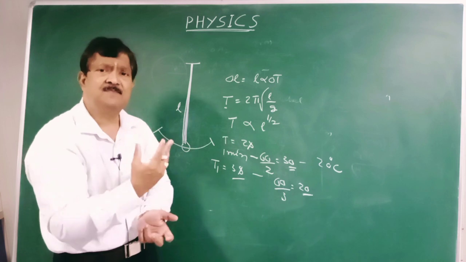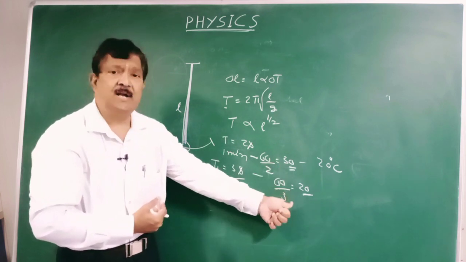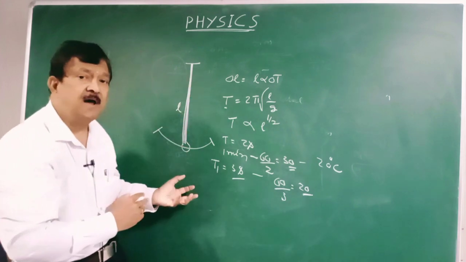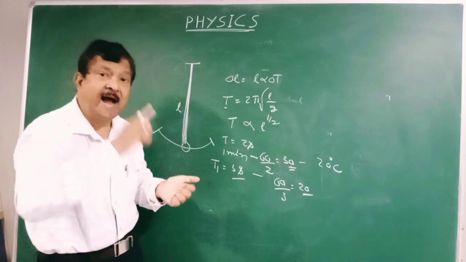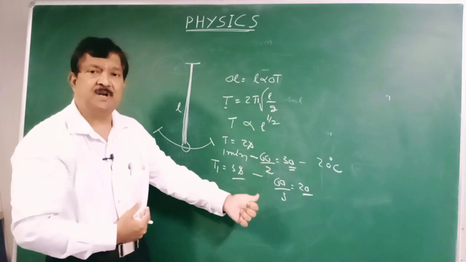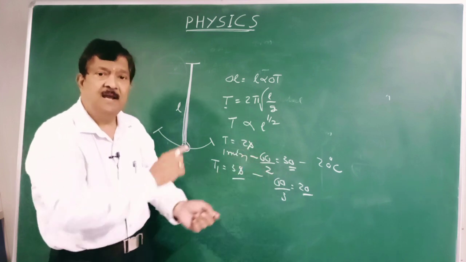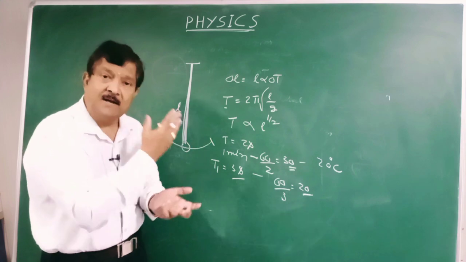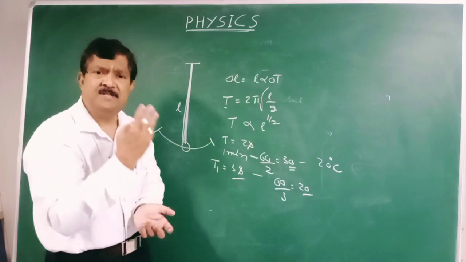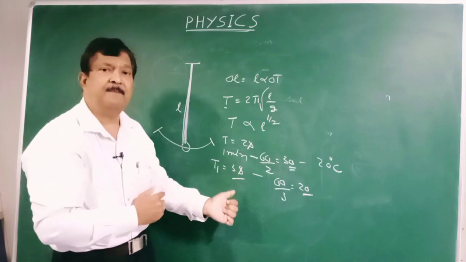Is it going slow or fast? Very clearly, in a time of making 30 oscillations, it is making only 20, so it is going slow. These pendulum clocks will be going slow at high temperatures. In hot summer, pendulum clocks will go slow, or they will be losing time. Going slow means if 1 hour is completed practically, the clock may show only 58 or 56 minutes. That means it is giving 4 minutes less, which is possible at high temperature.